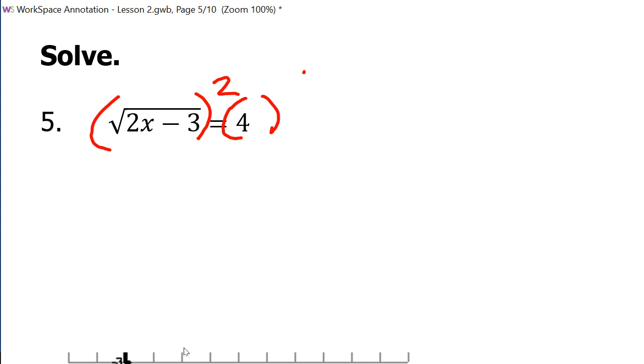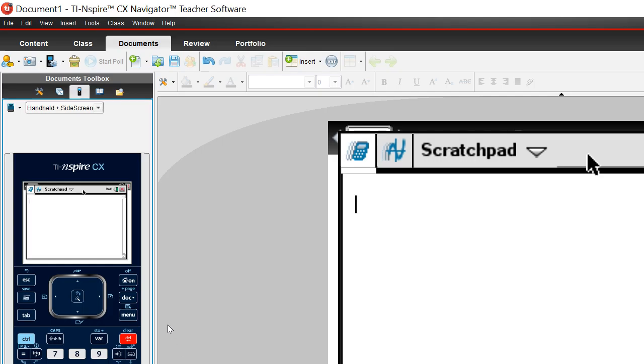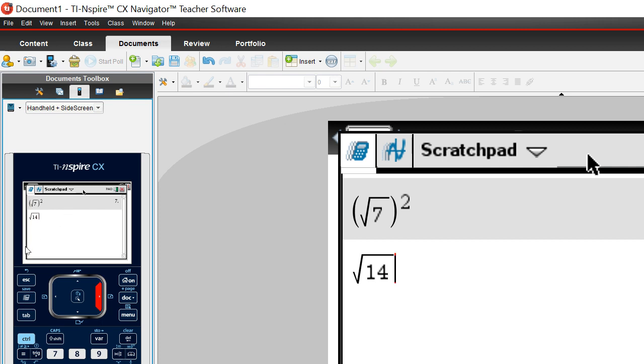Before we actually solve anything, I want to just show you what's going to happen when I square a square root. First, I want somebody to give me their favorite number. 7's what I heard first. We're going to do 14 next. So let's see what happens to the square root of 7 when I square it. What did I get? 7. Now somebody else said their favorite number is 14. So if I take the square root of 14 and square it, what did I get? 14.